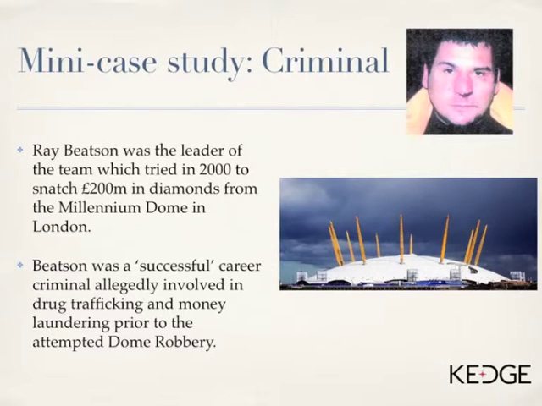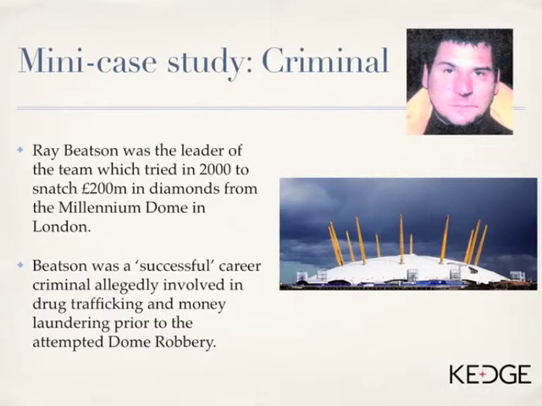And our final type of entrepreneurial activity is criminal enterprise. We're going to look at criminal enterprise in our topic 7 in a lot more detail, but for now, let me talk to you about a mini case study about Ray Beatson and the Millennium Dome. Ray Beatson was the leader of a team which tried in the year 2000 to snatch £200 million worth of diamonds from the Millennium Dome in London. You can see that on the right hand side of your screen.